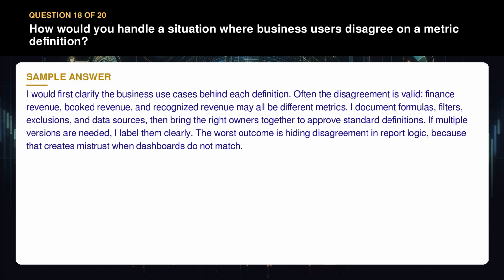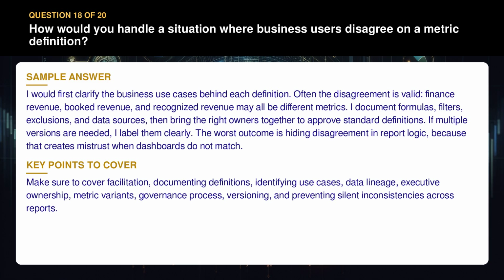If multiple versions are needed, I label them clearly. The worst outcome is hiding disagreement in report logic, because that creates mistrust when dashboards do not match. Make sure to cover facilitation, documenting definitions, identifying use cases, data lineage, executive ownership, metric variance, governance process, versioning, and preventing silent inconsistencies across reports.